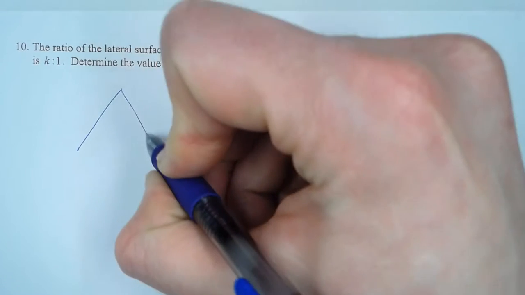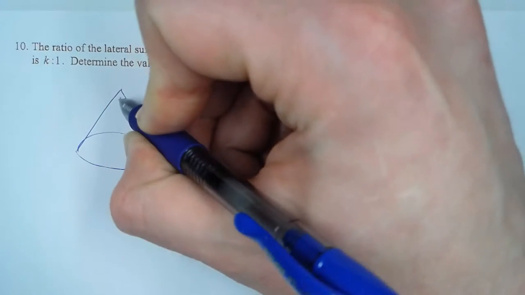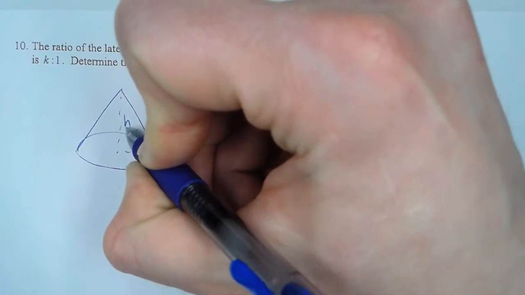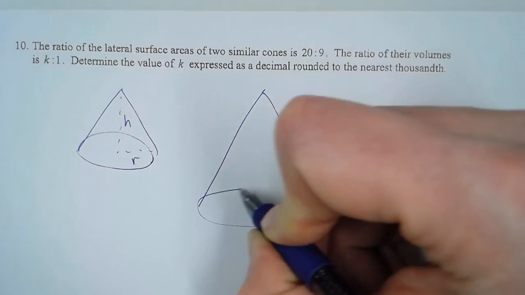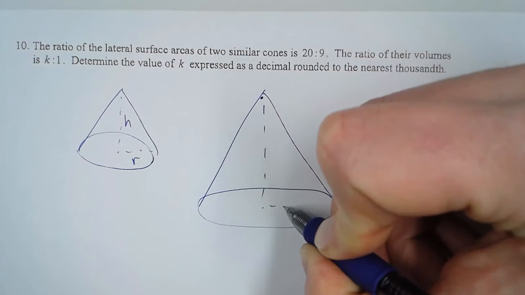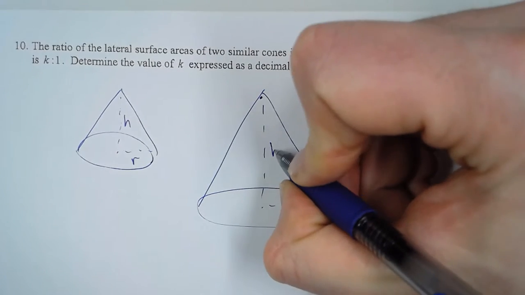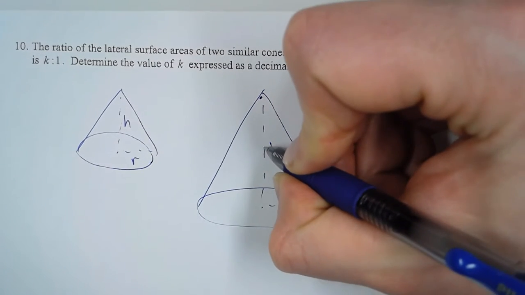So we have one cone over here. We've got the height, and we've got the radius. Then we've got a similar cone, and both the height and the radius are multiplied by some number. Let's just call it a.